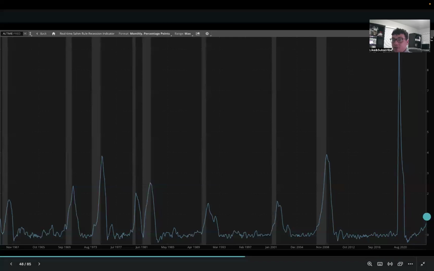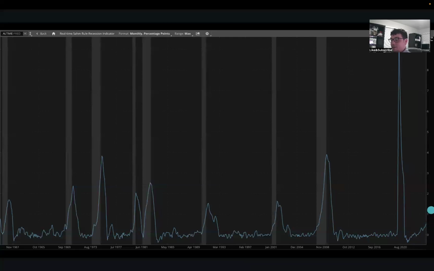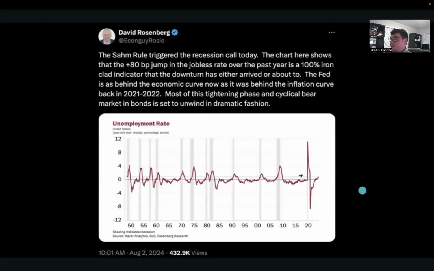It's a very big deal. Everyone is talking about it. This is everyone's new favorite indicator, right? And you have Dave Rosenberg here saying how the Sahm Rule triggered the recession call today. The chart here shows the 80 plus basis point jump in the jobless rate over the past year is a 100% ironclad indicator that the downturn has either arrived or is about to.